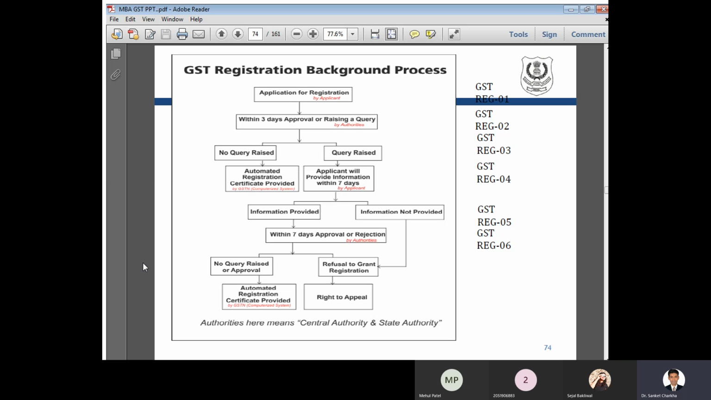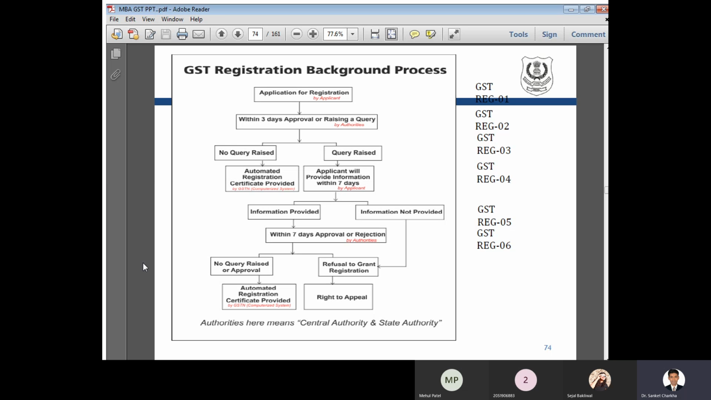First thing, application for the registration. So the first stage in getting the GST registration number is that you have to apply for the registration along with the documents that we have already discussed earlier. Then within 3 days, approval or raising of a query. So within 3 days, what happens? The government may raise a particular query or ask you for a certain clarification, and this query comes from the GST authorities.